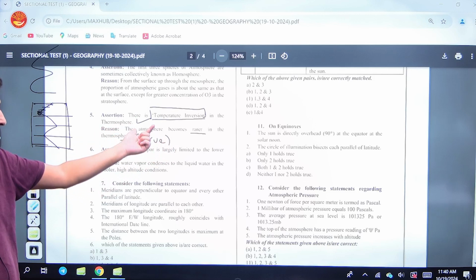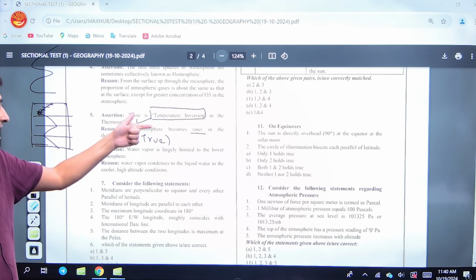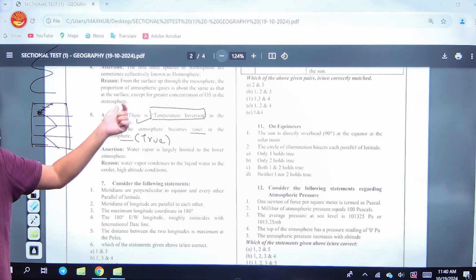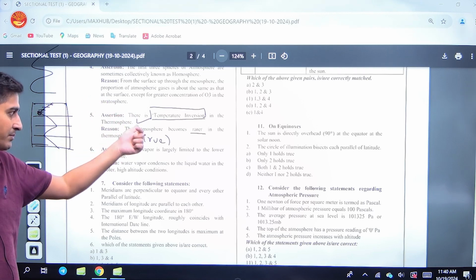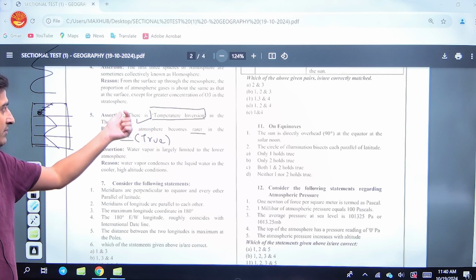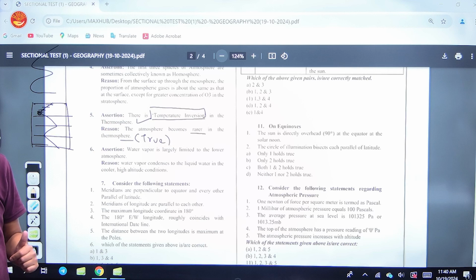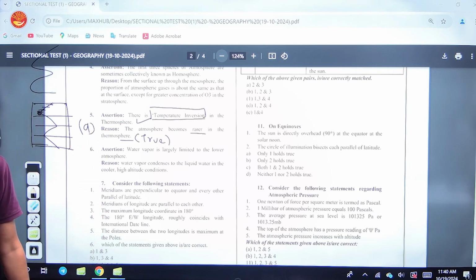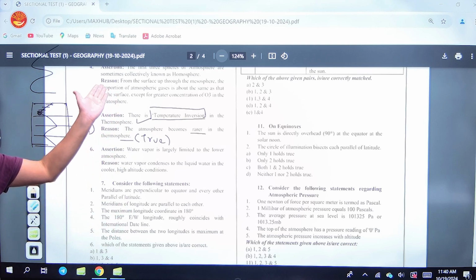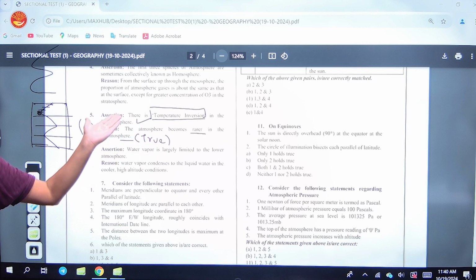And then whether this rarefication of the atmosphere explains this thing, is it right, or whether the reason explains the assertion? Yes. This is one of the reasons that is responsible for this temperature inversion in the thermosphere. Okay, so both are true, and this is the correct explanation of your first statement, that is the assertion. Reason explains assertion correctly.